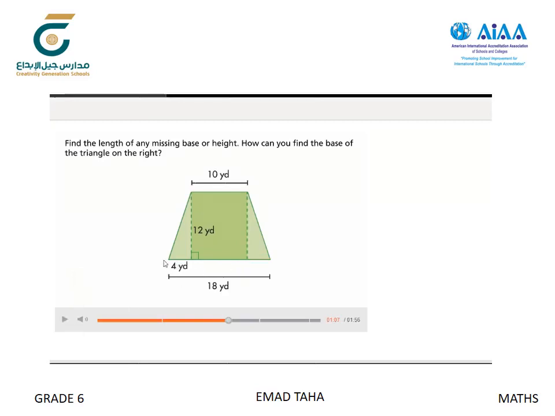Look here, the total length equals 18 and the length of this part equals 4, so this part equals 14. Okay, now the upper base equals 10, so they are equal because it's a rectangle, so it equals 10. Now 4 plus 10 equals 14, so the remainder equals what? Subtract the sum of 10 yards and 4 yards from 18 yards.